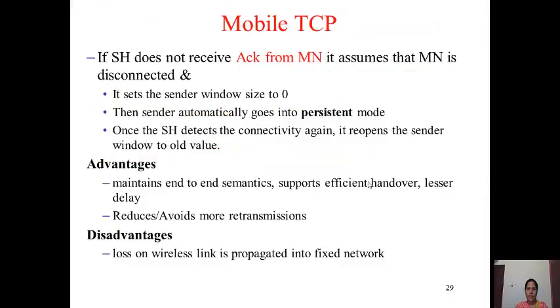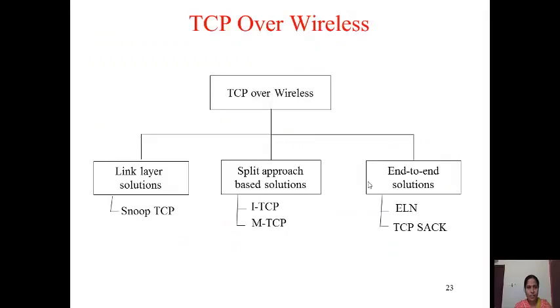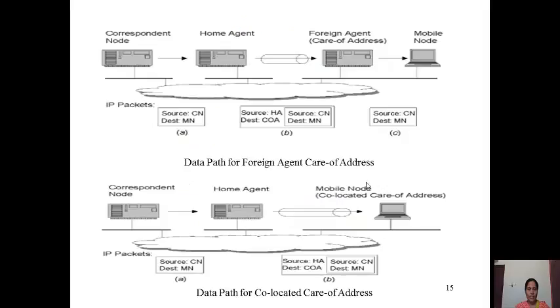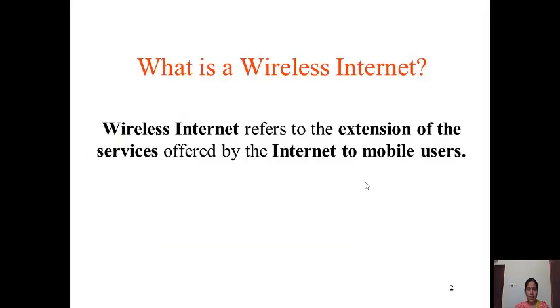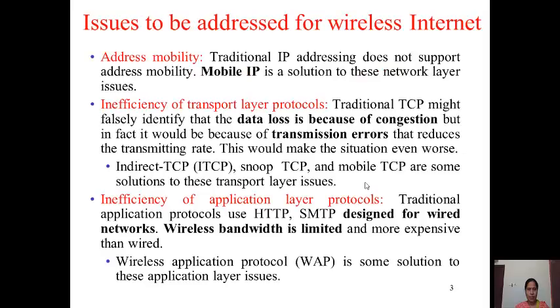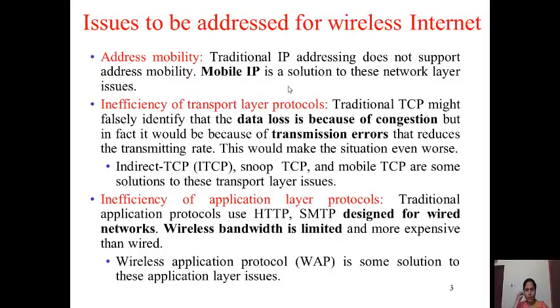Right? So let us summarize all the key concepts that we understood in this session. We started with understanding what the wireless internet is, and we also got to know about the issues that prevail whenever we need to extend this to the wireless part. And we took it in 3 different layers. One is the network layer. There we went in for mobile IP, which was the solution proposed at the network layer.